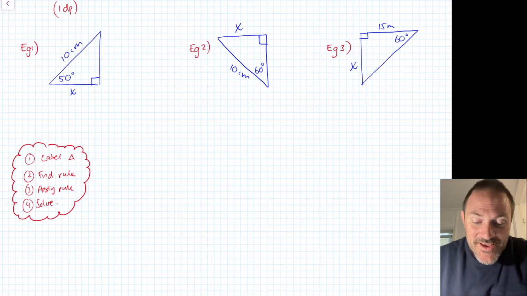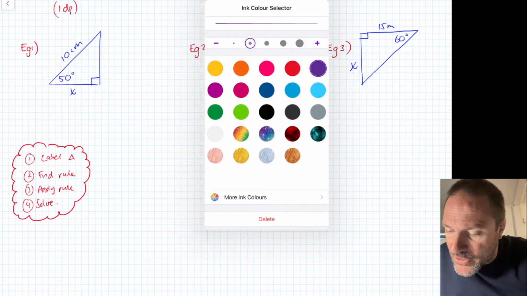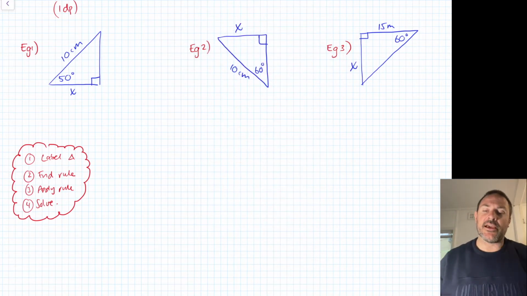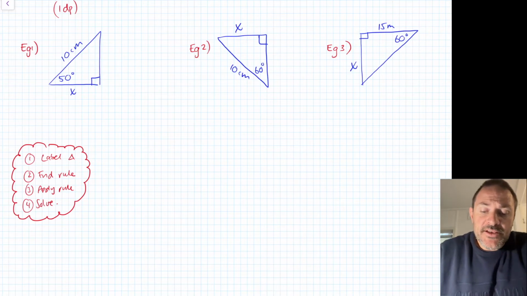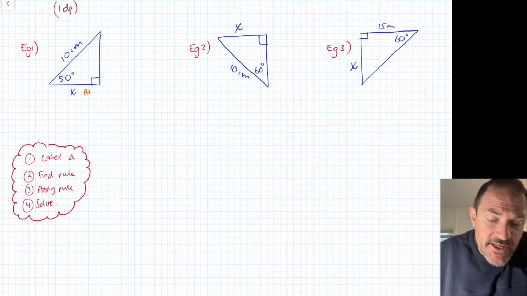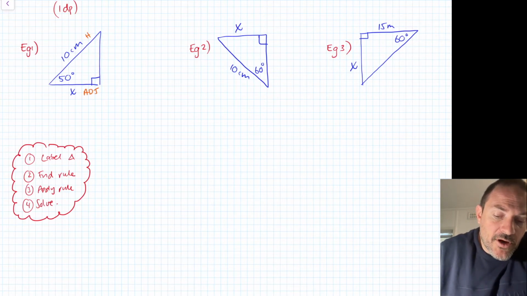How'd you go? Okay, so first of all, my first question here, I'm going to choose a different color. Let's go with a nice orange color. All right. So in regards to 50 degrees, what are the 2 sides? I'm going to label it. We have the adjacent side and we have the hypotenuse.